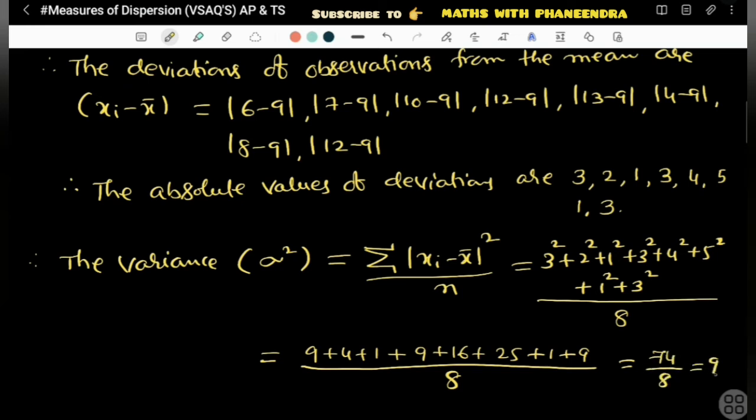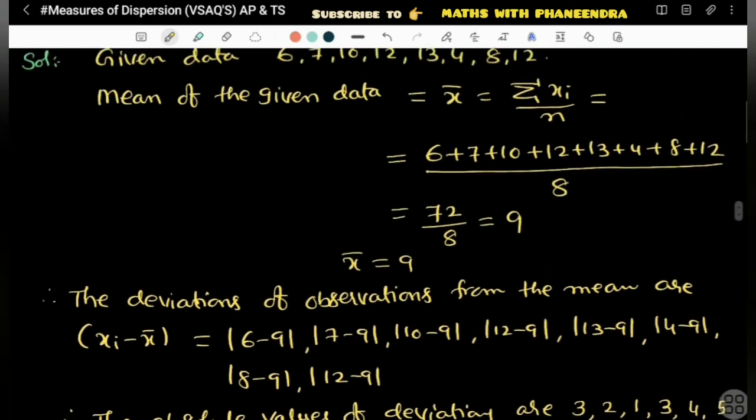8 9s are 72, so point 2 is there, 8 2s are 16, after that 4 will be there, 0 you can take it, 8 5s are 40, so 9.25. This is the way we can do that. Find the variance of the discrete data means this is the way you can do, dear students.